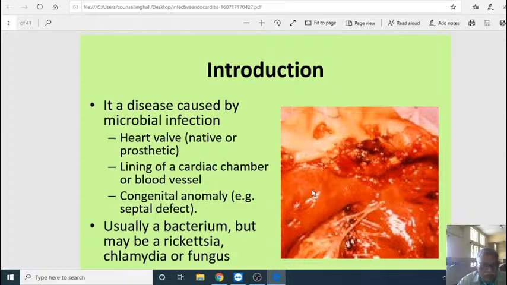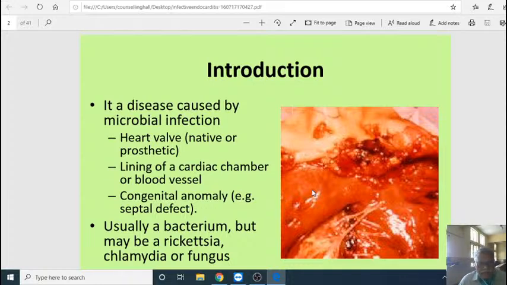septic abortions or any patients with polytrauma, with contamination of the skin with dust. So this is the introduction: it's a disease caused by microbial infection. The heart wall, native or prosthetic valves can be affected, like mitral stenosis, mitral regurgitation and any other valvular lesions in the heart, either congenital or acquired valvular lesions. The lining of cardiac chambers and blood vessels also gets inflamed.